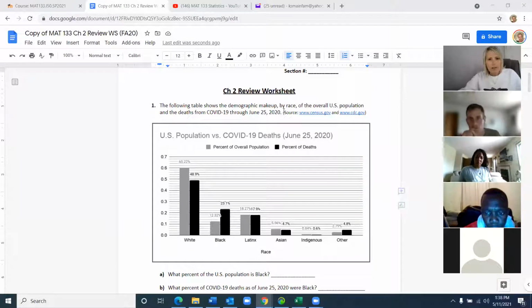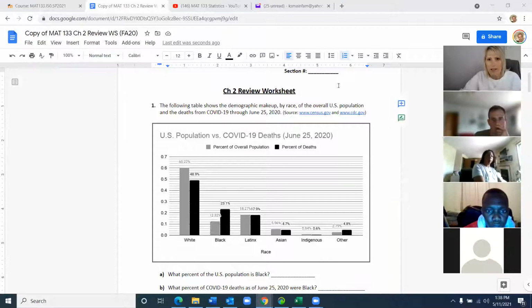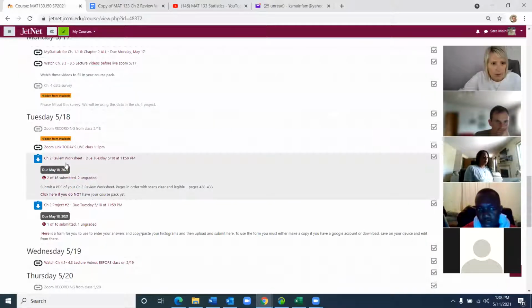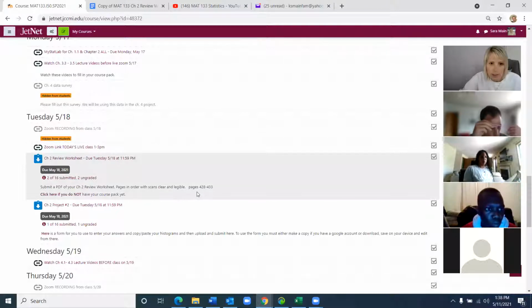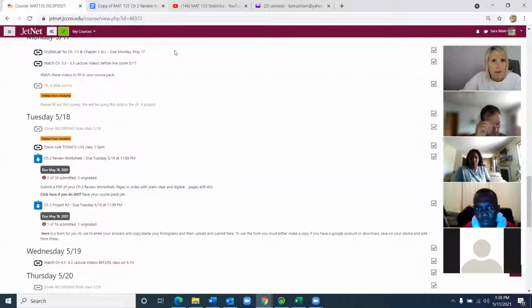Okay, so we're back at the chapter 2 review worksheet. And since chapter 2 is the one chapter that we don't have practice worksheets for, I thought we could address some things in the course pack and then also in the chapter 2 review worksheet to get you off to a good start for your first assessment that you're going to upload in JetNet. So for those at home, if you want to go to JetNet and look, pages 428 through 433 are the pages for that chapter 2 review worksheet.